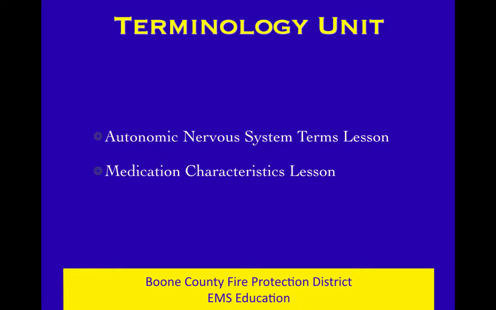The second unit is on terminology. The first one will be about the autonomic nervous system, sympathetic, parasympathetic, agonist, antagonist, those sorts of terms. And then the second lesson in this unit is about medication characteristics, where we'll talk about the definitions of the action and indications, contraindications, side effects, and so on.